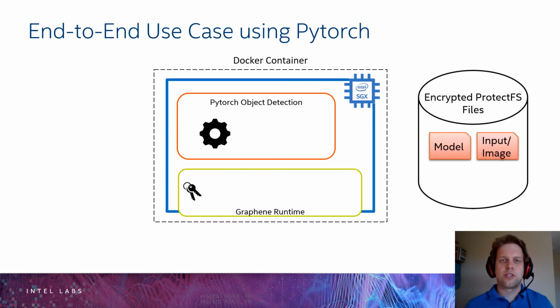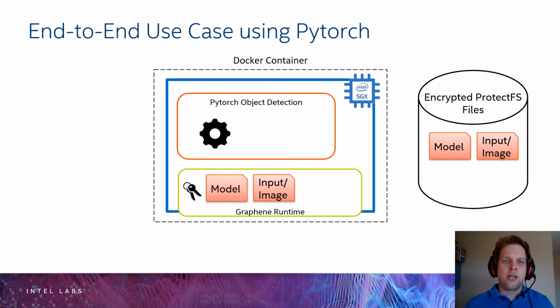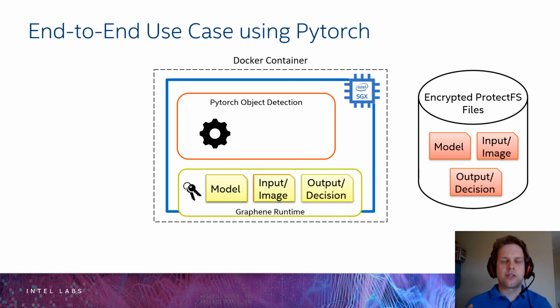We then use the provisioned keys to access the model and the input from the protected file system. This allows Graphene to transparently decrypt the inputs without a single application change. PyTorch then detects the objects within the input and generates an output or a decision. The decision is then stored securely within the encrypted file system. This use case combined various techniques to protect the confidentiality and integrity of the model, the input data, such as images, and the inferred output from the model.